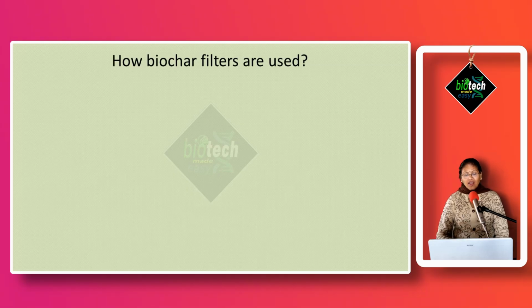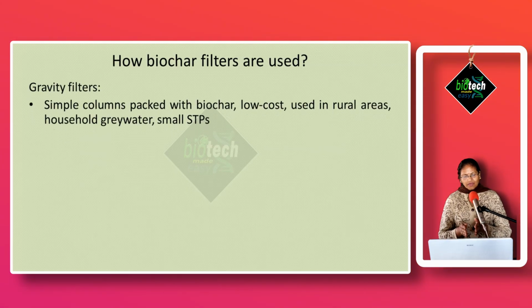Now let's see how biochar filters are used. One way the biochar filters are used is the gravity filters. These are nothing else but simple columns which are packed with the biochar, and because biochar is very easily made from waste, it is very low cost. And here you are not using any big machinery or anything. These are just simple columns.